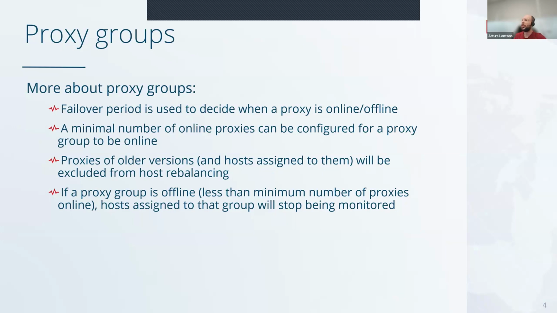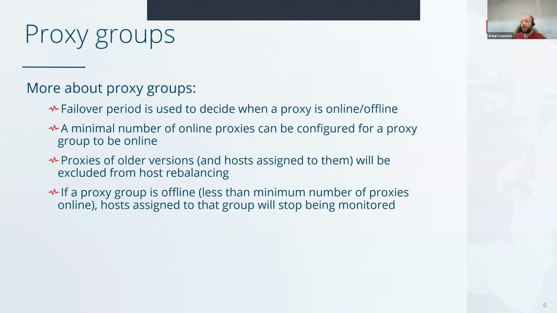We can also define a minimal number of online proxies for a proxy group to be considered online. So let's say in our practical task, I will have 3 proxies, and I can say that the proxy group is considered offline if I have less than 2 proxies currently online in the proxy group. And if we have a number of proxies below the minimal number of online proxies that is configured, then the proxy group will stop doing load balancing logic. Whatever hosts are assigned to whatever proxies, they'll stay there until the proxy group is back online.